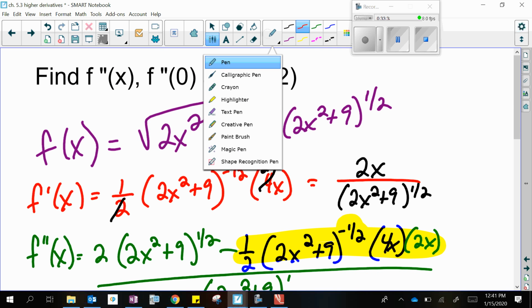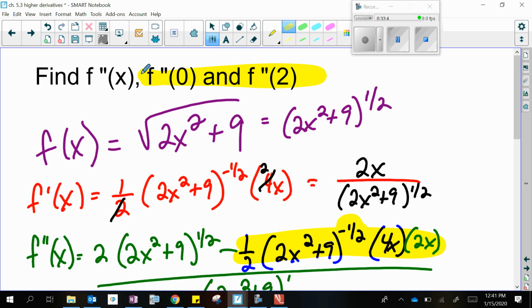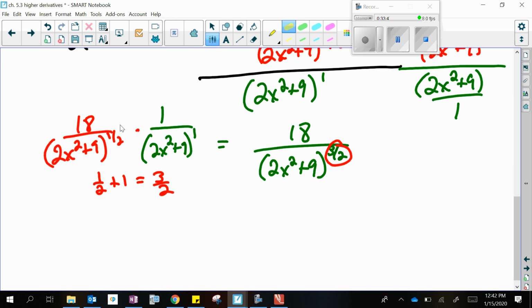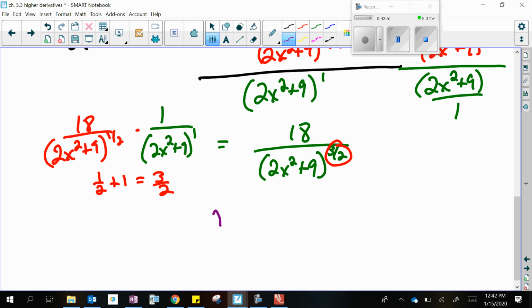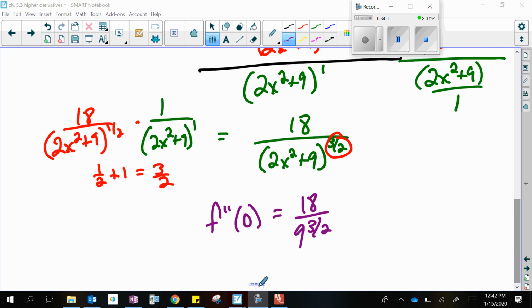Again, though, we're not done yet, right? After all that fun, we still need to do the second derivative at 0 and at 2. So that's actually the very easy part, we hope. So the second derivative at 0 is going to be what? We plug in 0. Plugging in 0 for x is okay, which this term goes away. So it actually becomes 18 over 9 to the 3/2. Can anybody tell me what 9 to the 3/2 is, just by doing it in your head?